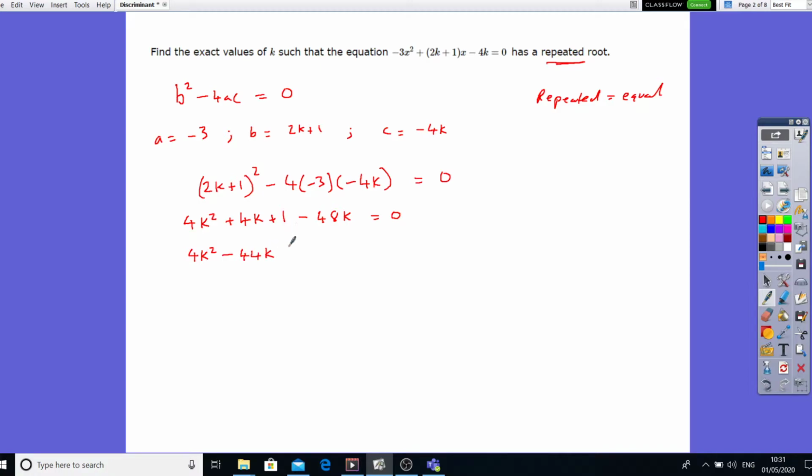Okay, and then we got the plus 1 here equals to 0. We'll struggle to factorize this, so we're going to use the quadratic equation. So in order to find k, again this will equal a, this will equal b, this will be c in the quadratic equation. So we will get k equal to minus b, which will be minus 44. That's the coefficient.